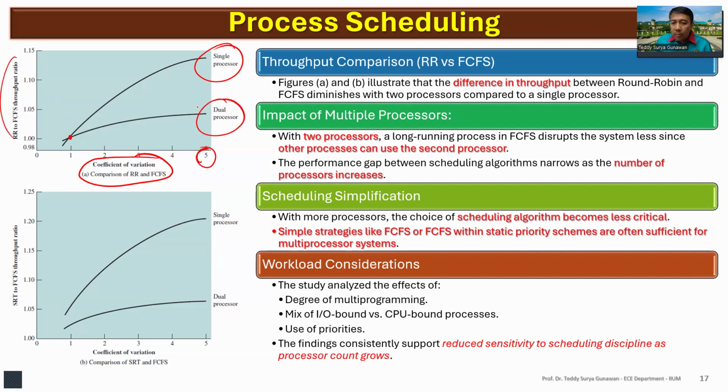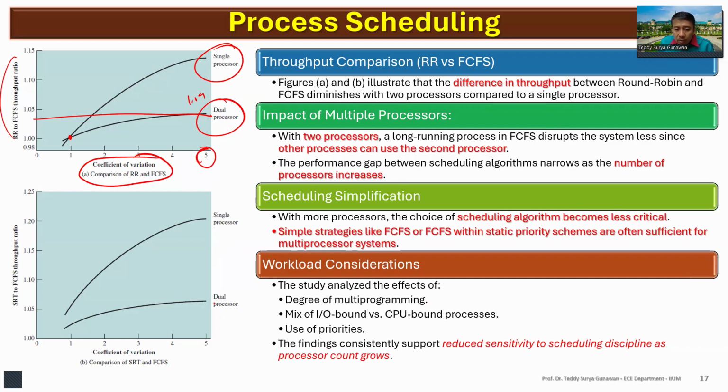What does it mean? Remember that round robin is more expensive because you need to check 3 times: when the process arrives, when the time quantum expires, and when the process finishes. First come first serve only checks when the process arrives. You can see that with dual processors the difference between round robin and first come first serve is almost similar, only 1.01 or 1.04. This is all using dual processors. If you have 4, it will be smaller.